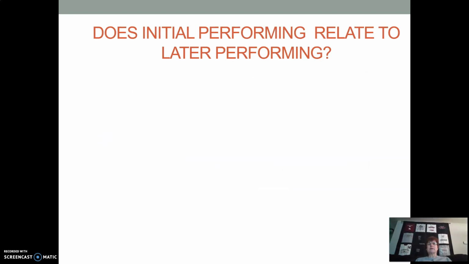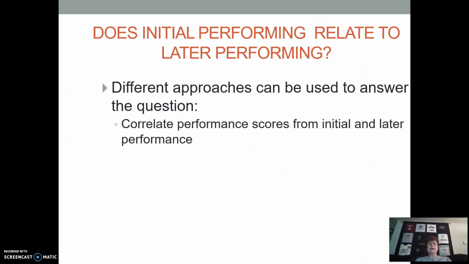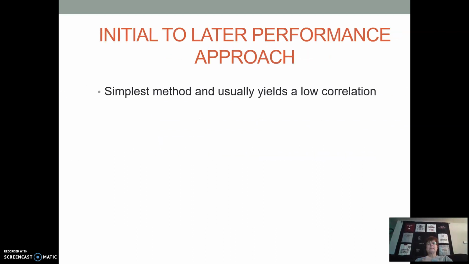So the question: does initial learning relate to later learning? They've done correlation studies where they would take the performance scores of a beginner and the performance scores later on in the skill development learning process, and correlate all those practice trials together. They found that there was a low correlation between the initial practice trials and the later practice trials. So that does not support the idea that you could predict your elite athletes when they first begin.